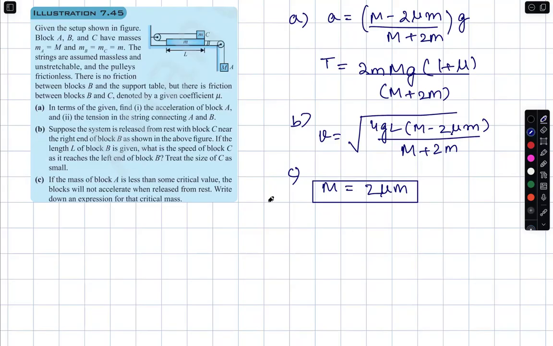Our afternoon class is an excellent class. The 3-block problem I will discuss. Okay. Our major time I am spending here. I should spend some time there also now. Next.